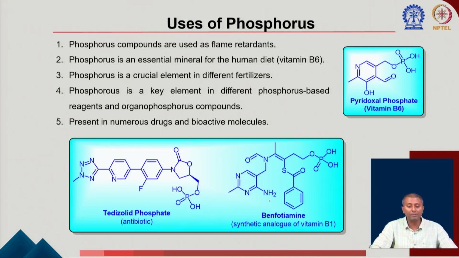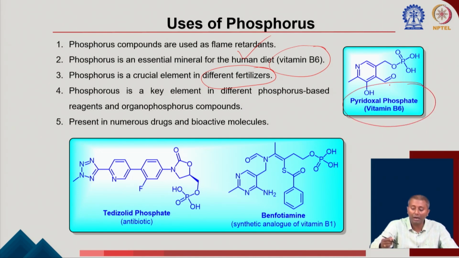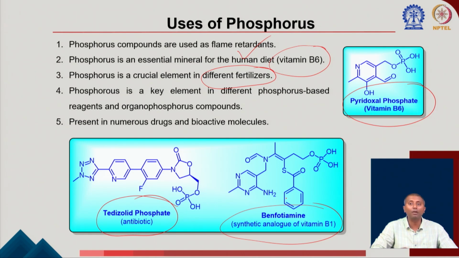Again, phosphorus is present everywhere, inside the human body too. You can see there are flame retardants, fertilizers, and of course vitamin B6, pyridoxal phosphate. RNA has the phosphate. There are antibiotics, and of course there are a lot more drugs where phosphorus is present. Marketed drugs, bioactive compounds, and so on.